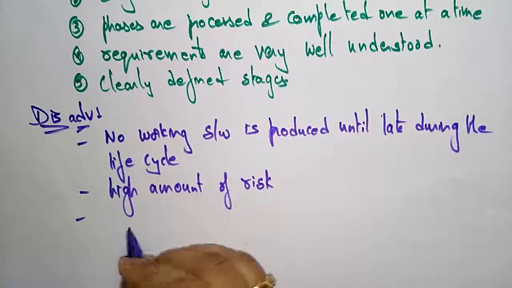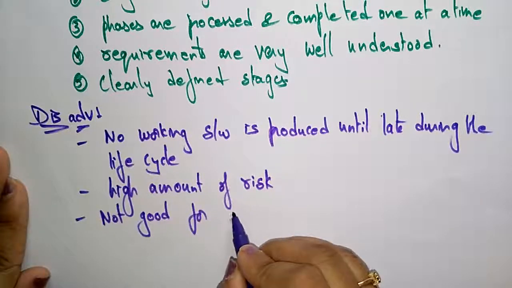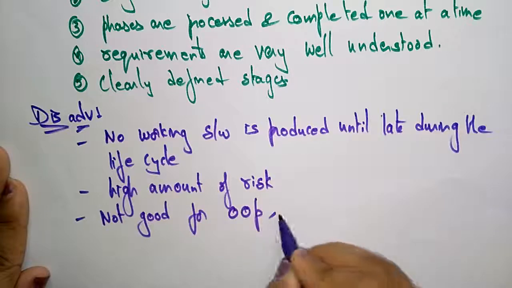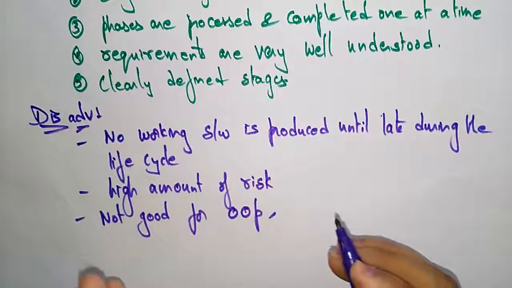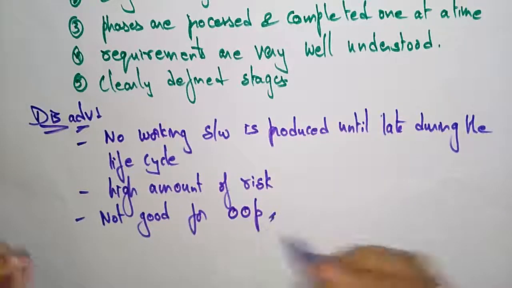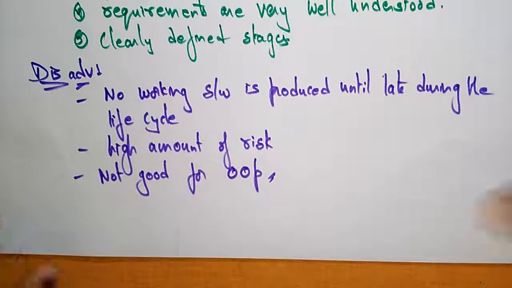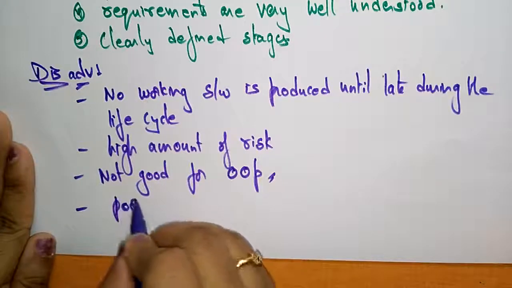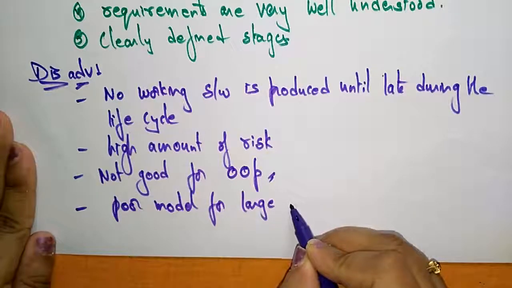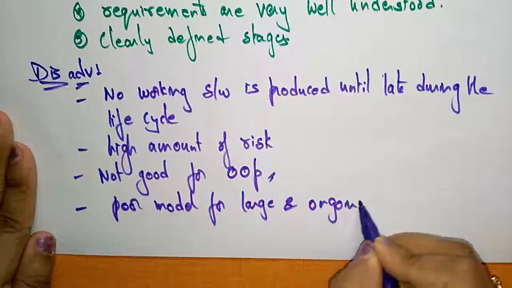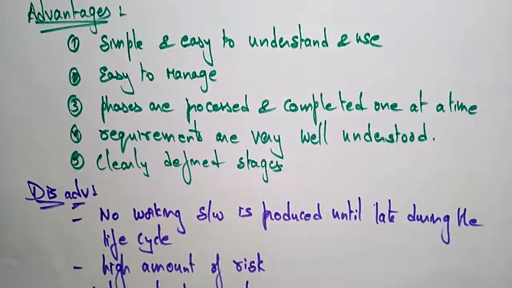It is not a good model for complex and object oriented programs. Not good for object oriented programs, and it is also complex. It is not a good model for complex and object oriented programs, and it is a poor model for large and ongoing projects. So these are the advantages and disadvantages of using the waterfall model. Thank you.